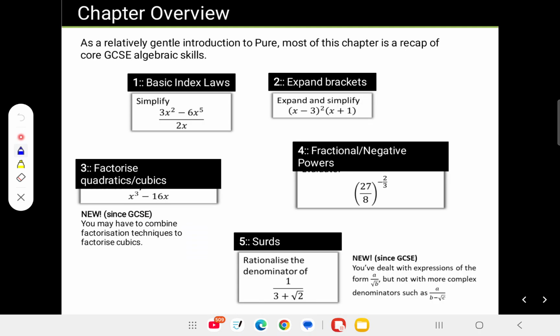So the chapter overview: the first section is basic index laws, where we'll discuss the laws of indices as we learned in GCSE as well. Then we'll do some expanding of brackets, and then section 3 is factorising quadratics and cubics, and in section 4 we'll do fractional and negative powers. We'll solve the fractional and negative powers, and lastly we'll solve some surds questions.